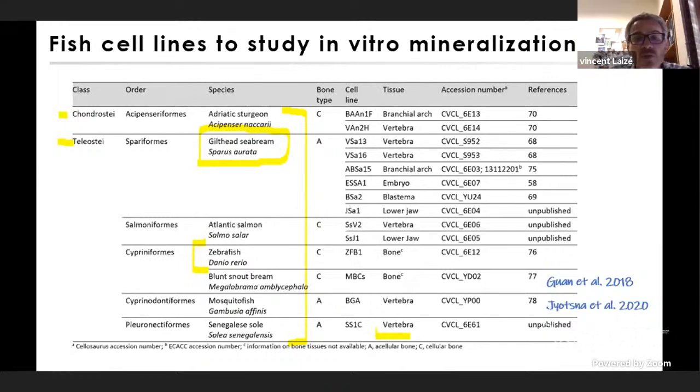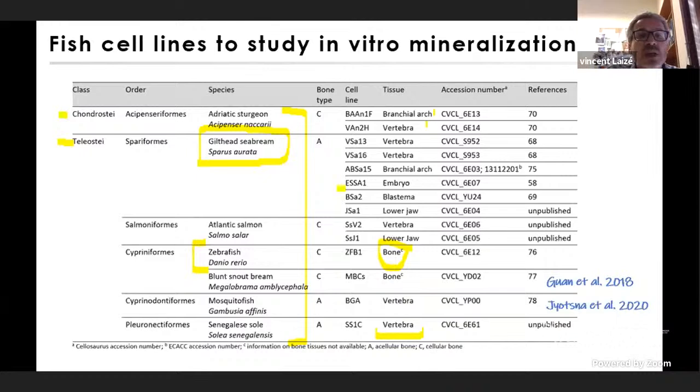So if we look at the tissues that were used to develop these bone-derived cell lines, most of them were developed from the vertebra, but also from the branchial arch, from the jaw, okay, which is also a calcified tissue which is easy to sample. And in some cases, in particular in the case of the zebrafish, it was from a mixture of different bone structures. Why? Because of the size of the fish. It was very difficult for us to sample vertebra or a particular calcified structure. So we decided to use all of them, okay?